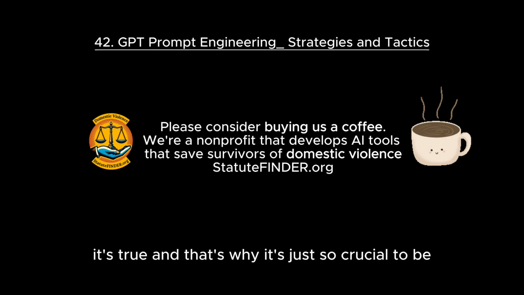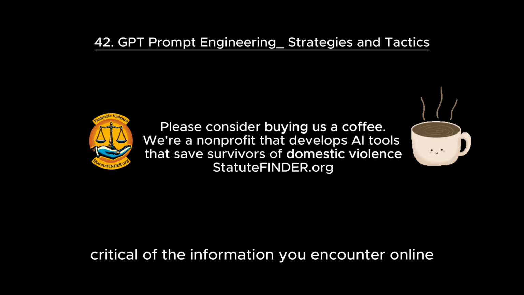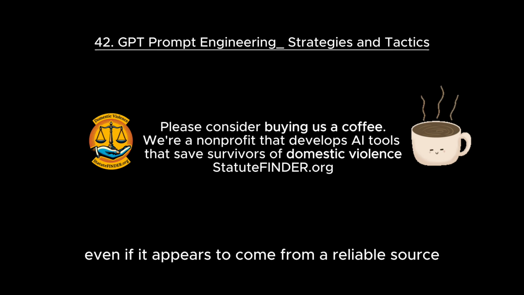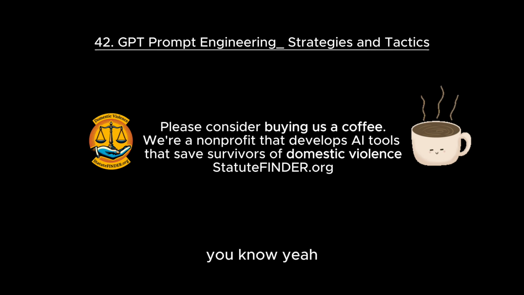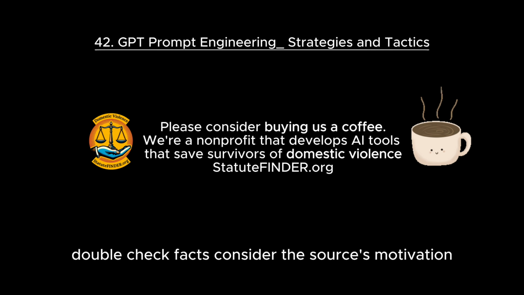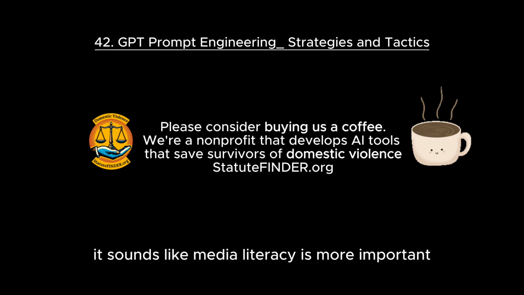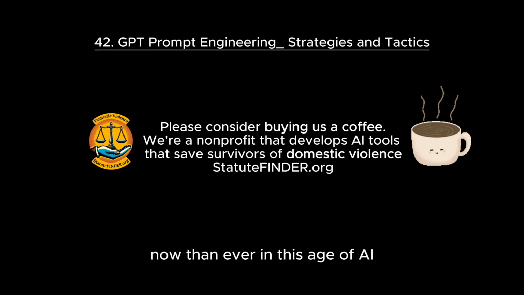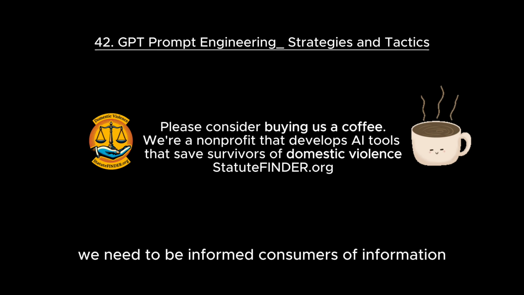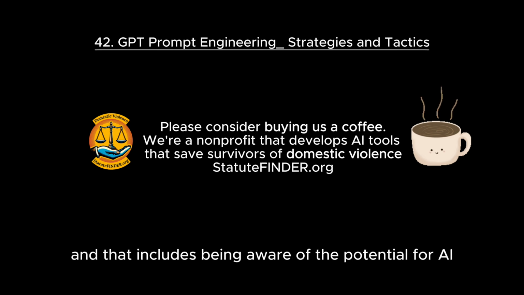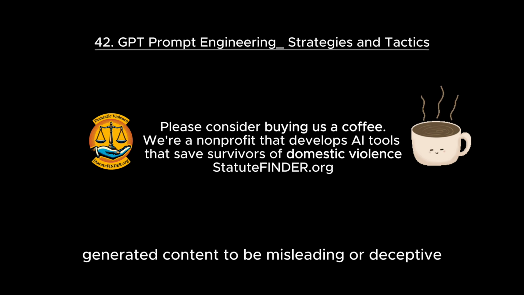It's true, and that's why it's just so crucial to be critical of the information you encounter online, even if it appears to come from a reliable source. Yeah. Double-check facts, consider the source's motivation. It sounds like media literacy is more important now than ever in this age of AI. Absolutely. We need to be informed consumers of information, and that includes being aware of the potential for AI-generated content to be misleading or deceptive.